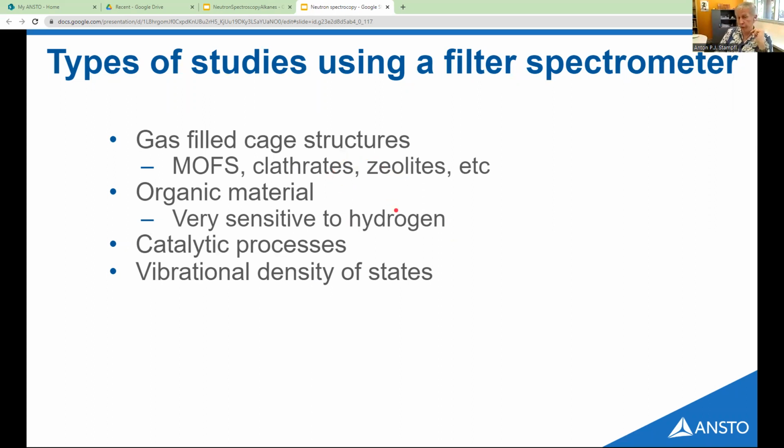For catalytic processes, which we haven't really done, we have the equipment to do it, but I would love to go further into that.